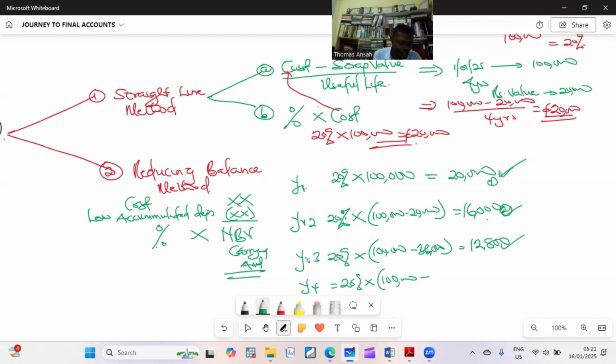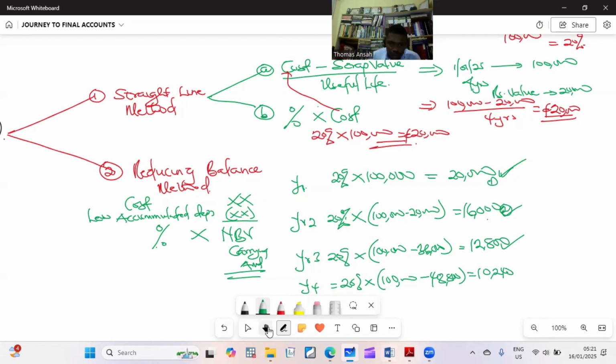36 plus 12,800. Now that gives you 48,800. And you will less it from 100, multiply by your 20%, and you are getting something like what would that be? So 100 minus 48.8, that is 51,200, then multiply by 20%, that is 10,240. So you will see that it will be reducing. So that is how you do reducing balance.